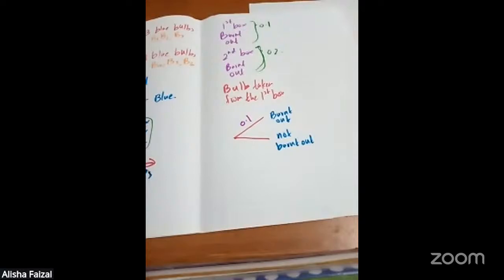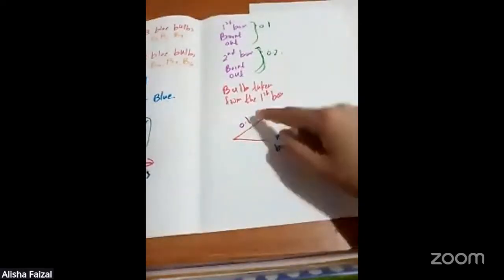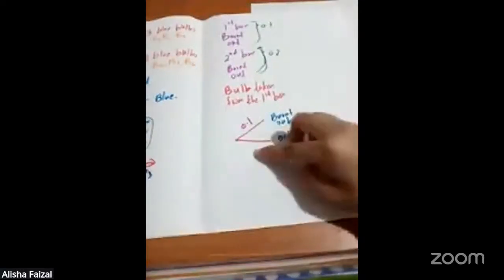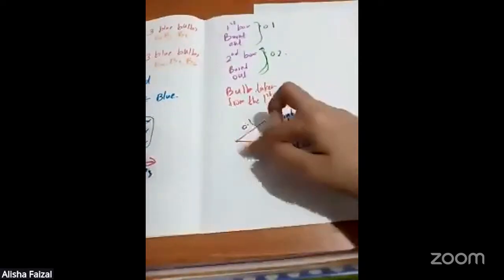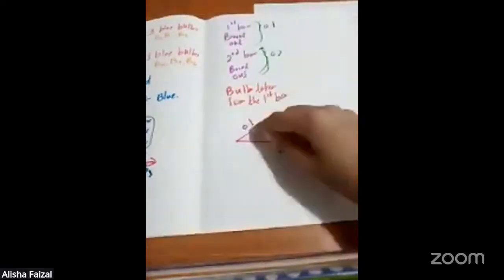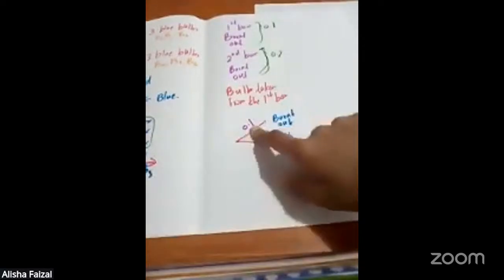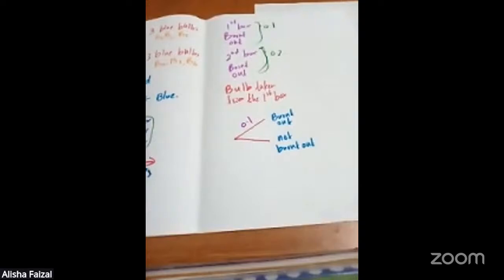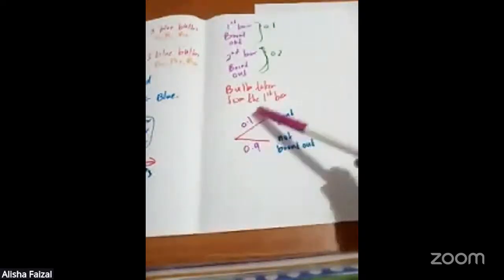So if this is 0.1, you have to remember one thing. In the tree diagram, we'll write something here also, right? When you add these two numbers up, it should be equal to 1. So 0.1, then what should be the answer here if it adds up to 1? 0.9, exactly.